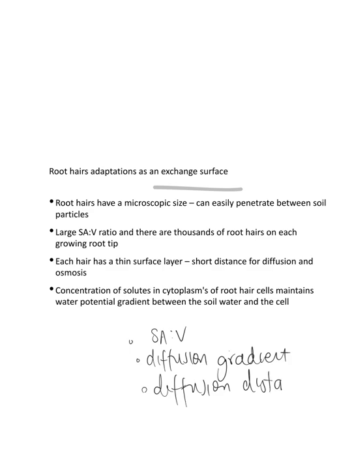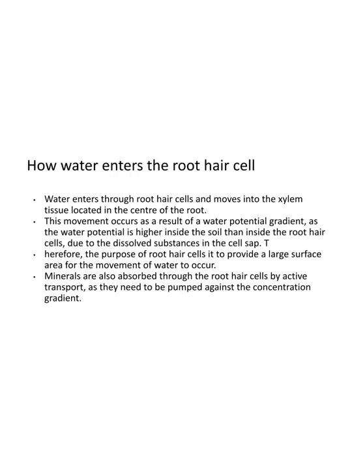And here we're just going to do exactly that. So each hair has a thin surface layer. That means that the distance for diffusion is short, and also the distance for osmosis is short too. The concentration of solutes in the cytoplasm of root hair cells is maintaining that water potential gradient between the soil water and the cell. Okay?